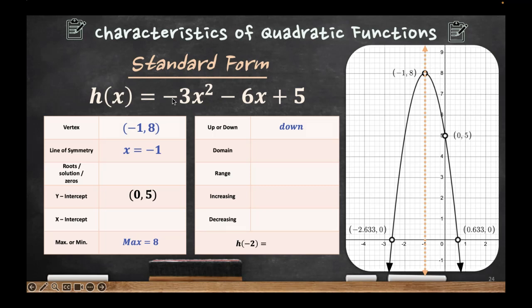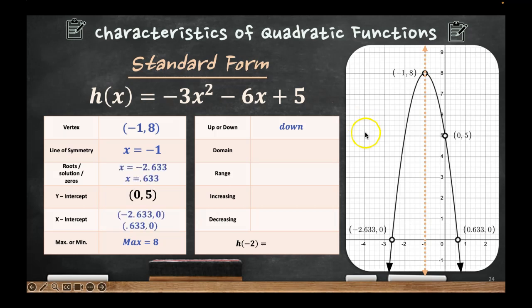If it's facing down, that means it's going to have a maximum, which is going to be the y value of your vertex. If that negative was a positive, it would be facing up. That means the y value of the vertex would now be your minimum. But for this particular problem, the y value of your vertex is your maximum.